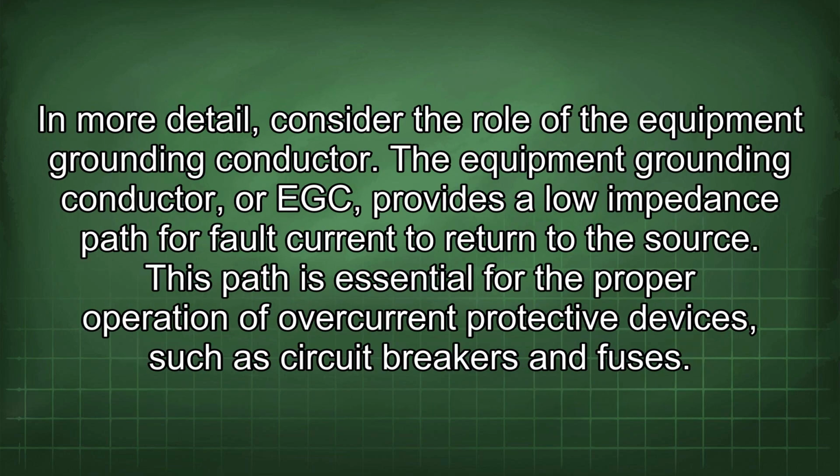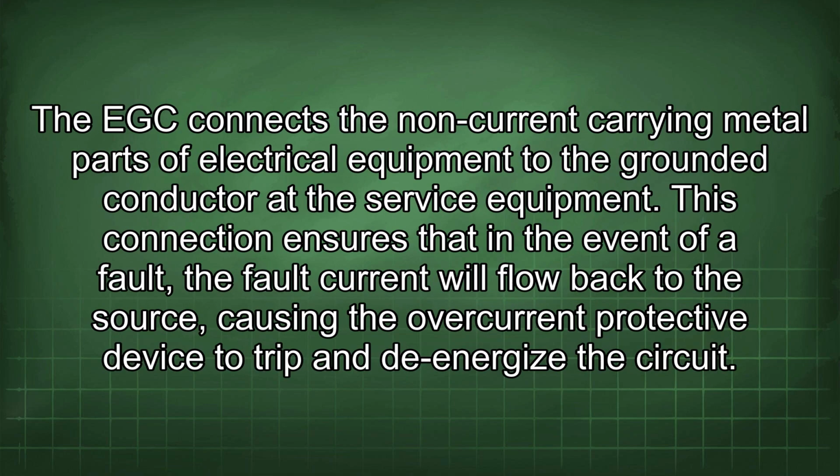In more detail, consider the role of the equipment grounding conductor. The equipment grounding conductor, or EGC, provides a low impedance path for fault current to return to the source. This path is essential for the proper operation of overcurrent protective devices, such as circuit breakers and fuses. The EGC connects the non-current carrying metal parts of electrical equipment to the grounded conductor at the service equipment. This connection ensures that in the event of a fault, the fault current will flow back to the source, causing the overcurrent protective device to trip and de-energize the circuit.